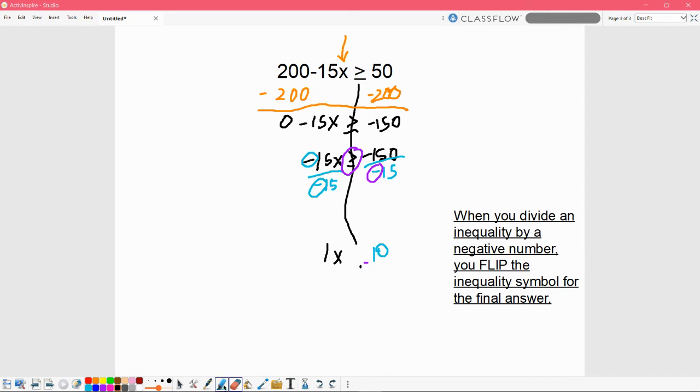I said flip and I never even flipped it. So we're going to make sure that this is a less than or equal to. Originally it's greater than or equal to, but now it's going to be less than or equal to. Okay, and let's look.